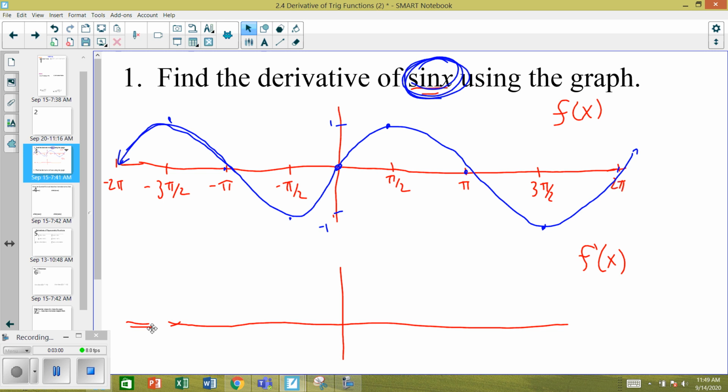All right. Why is it doing that? You see that? That's okay.